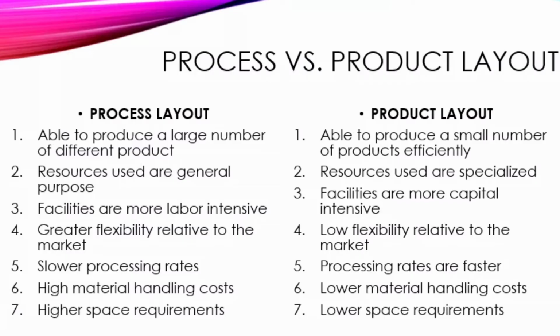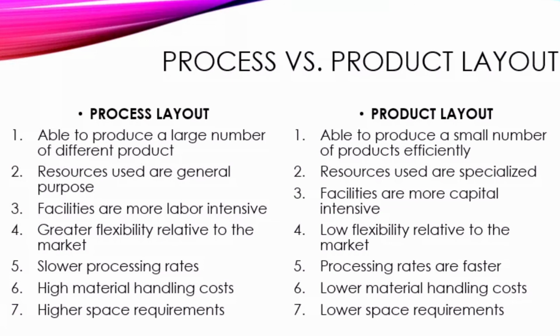As you can see, ang product and process layout is opposite silang dalawa. So makikita natin yung pagkakaiba nila. Okay, naka-flash sa screen natin yung pagkakaiba ng process and product layout. For process layout, it is able to produce a large number of different products, while product layout is able to produce a small number of products efficiently. Number 2, resources used are general purpose in process layout, while in product layout, resources used are specialized. In process layout, the facilities are more labor intensive, while in product layout, facilities are more capital intensive.